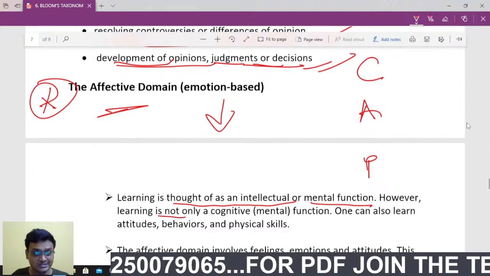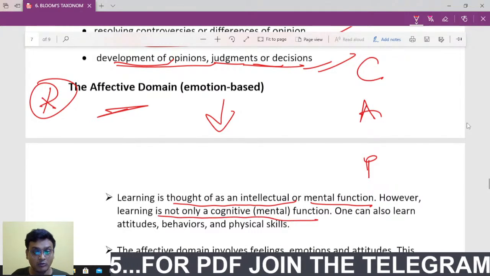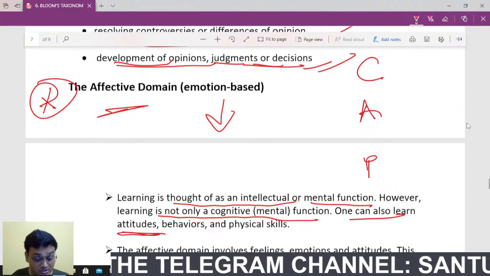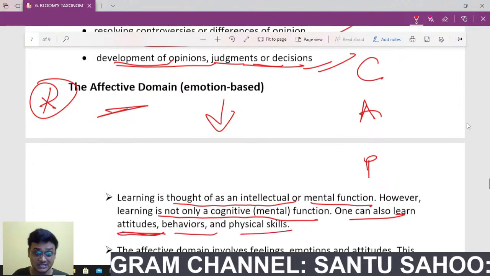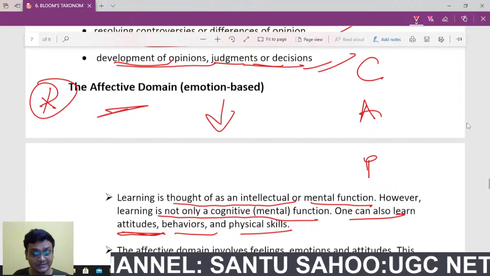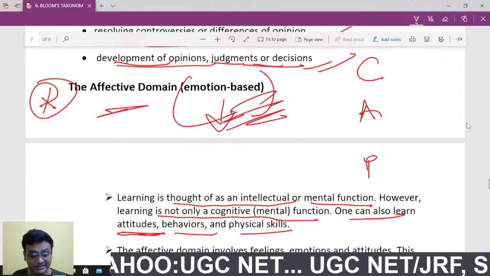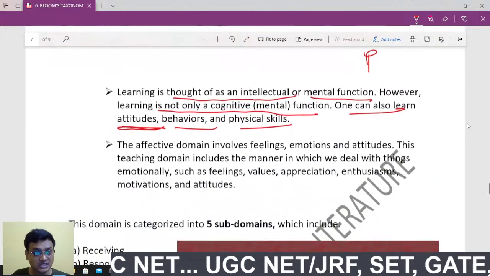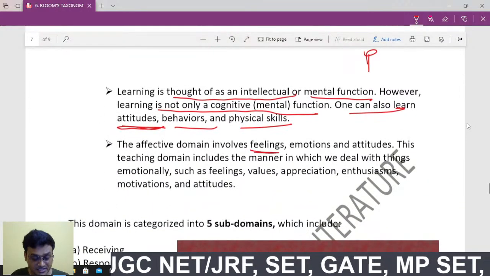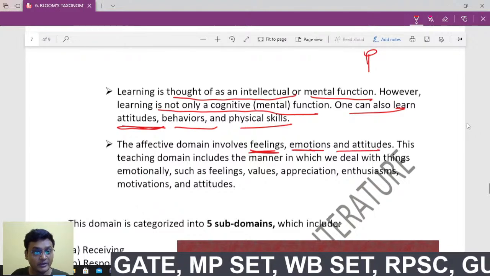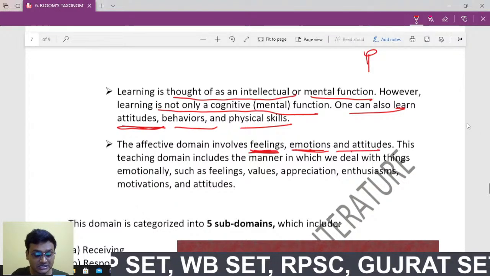However, learning is not only a cognitive function. One can also learn attitudes, behaviors and physical skills. So the affective domain deals with emotions, attitudes and beliefs. These are the affective domains. The affective domain involves feelings, emotions and attitudes.